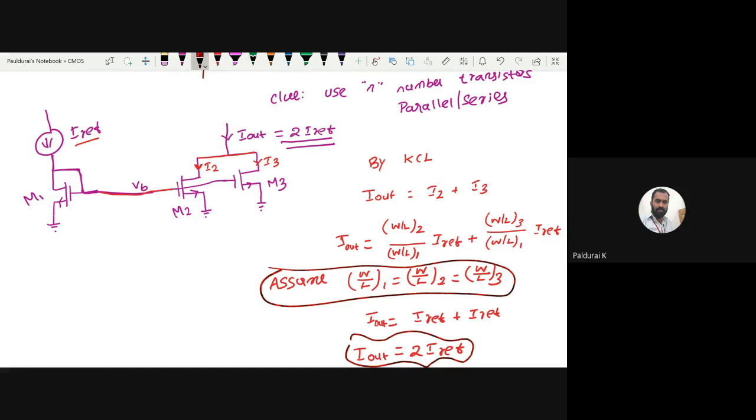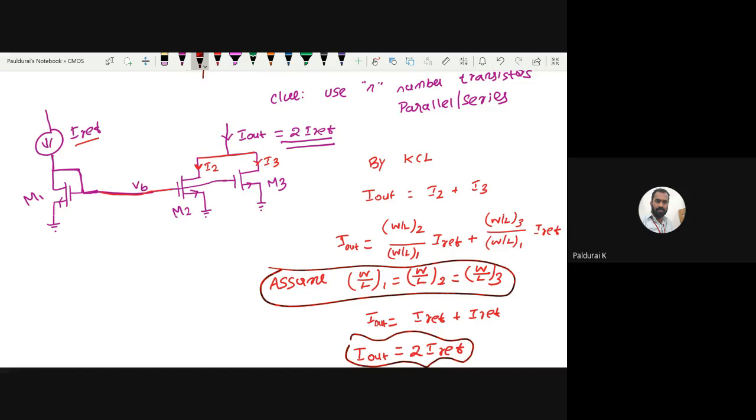How to achieve I out equal to 2 times I reference? Simply by connecting two transistors in parallel at the output side. Hope this concept is understood. Nowadays, in a lot of practical circuits, they won't use the scaling method. They will take two identical transistors and connect them in such a way, and they will achieve I out equal to 2 times I reference.